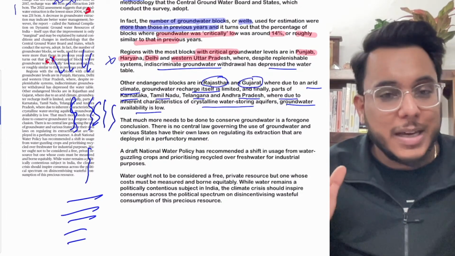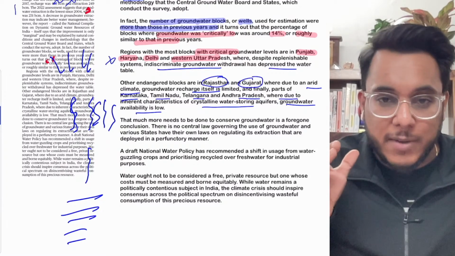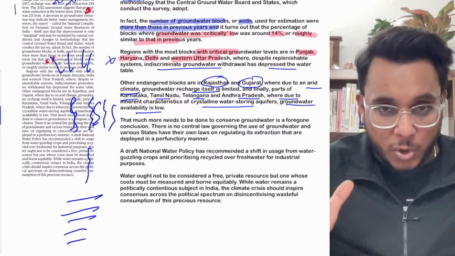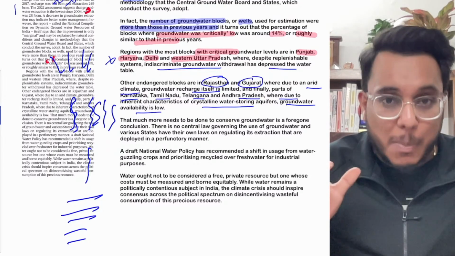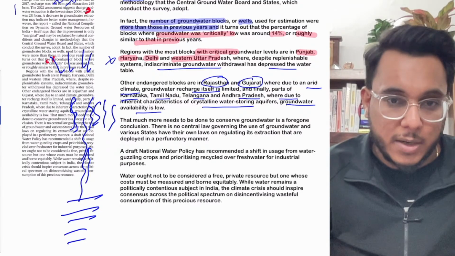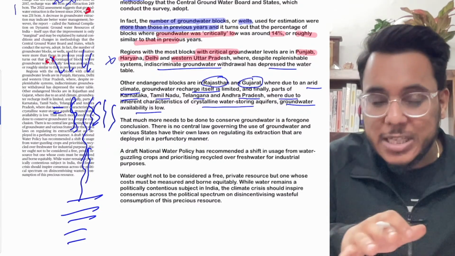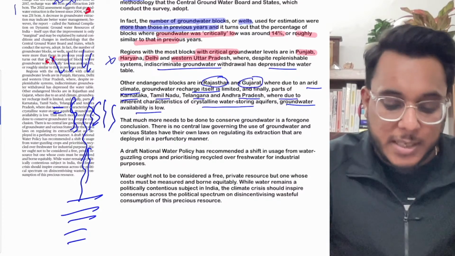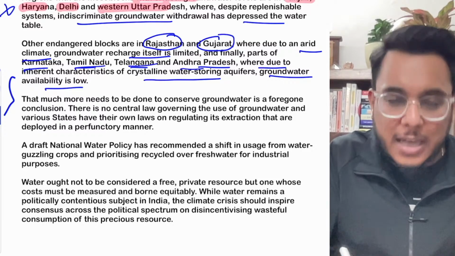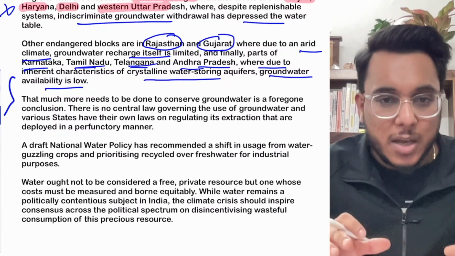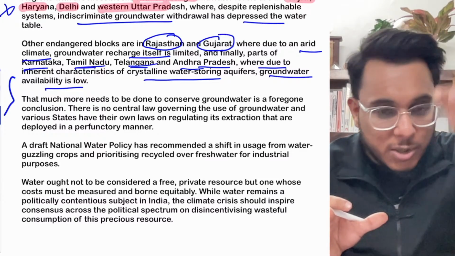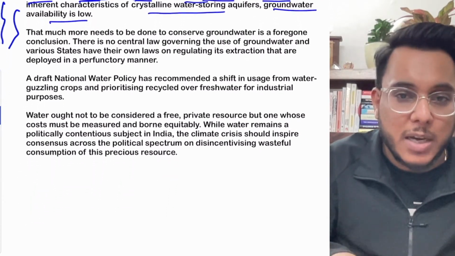But when we talk about the regions of the Deccan, for example Andhra Pradesh and Telangana, there are crystalline rocks, and these crystalline rocks many a times don't allow the permeation or the percolation of the water. So therefore often the groundwater recharge becomes difficult in these particular regions. So even in the regions of Tamil Nadu, Karnataka and Andhra Pradesh, the groundwater is low because of the crystalline water storing aquifers that are there, which many a times don't allow the percolation of the water.